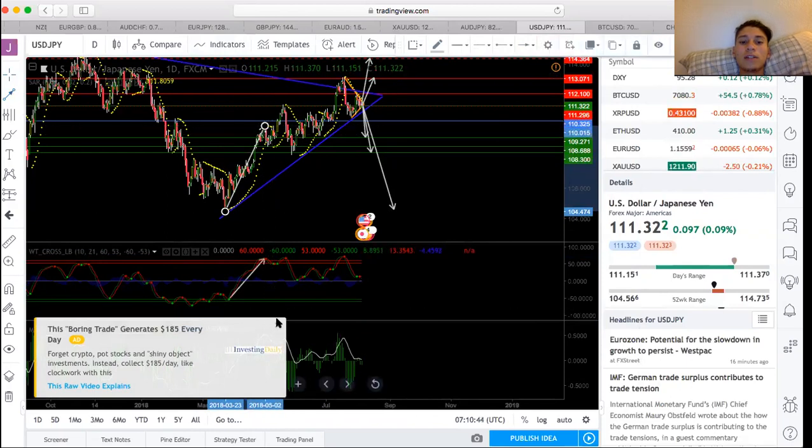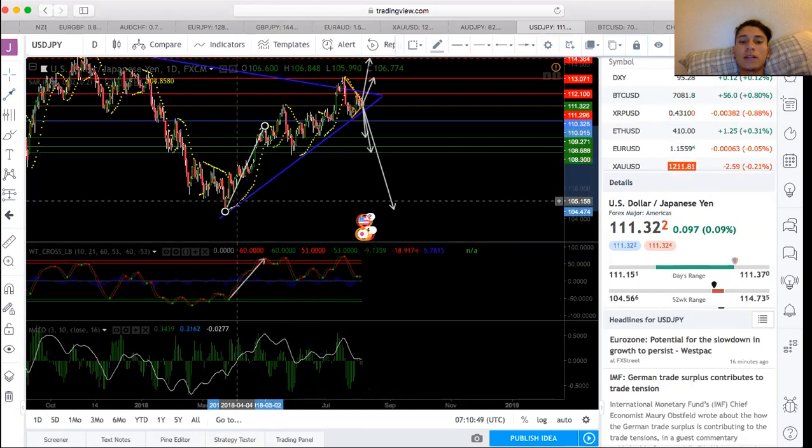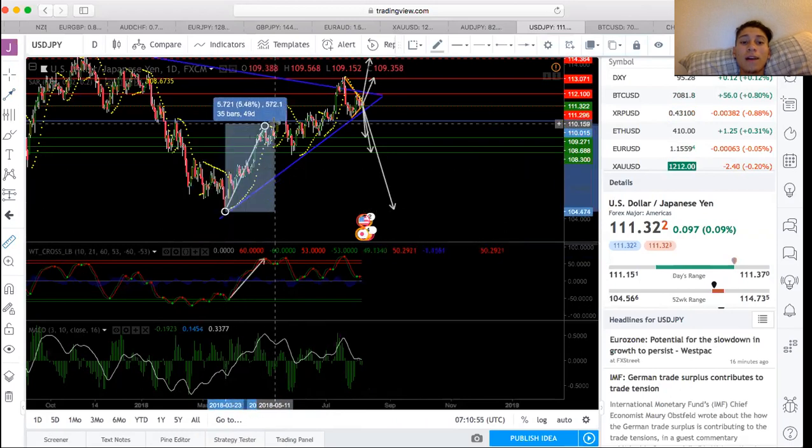Which if you notice, this was on my daily support line right here. This is where it started forming. How many pips was this? 572 pips? Can anyone do another 572 pips just off of an indicator?